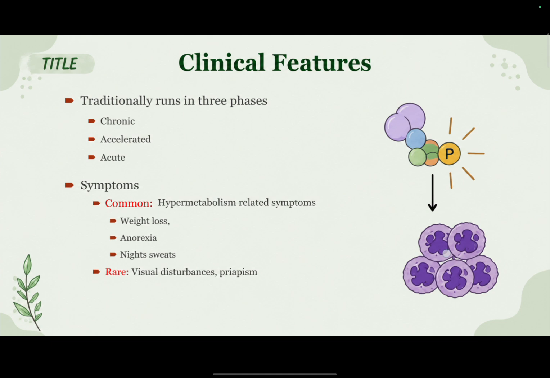Clinical features. Clinically, CML is a triphasic disease that traditionally runs in 3 phases: chronic phase, the accelerated phase, and the acute or blastic phase. In initial chronic phase, the symptoms are driven by hypermetabolic state caused by massive leukemic cell turnover. Common symptoms include progressive weight loss, anorexia, and night sweats. Conversely, rare presentations include emergency scenarios like visual disturbance or priapism, precipitated by severe leukostasis when extreme white blood cell count sludges the microvasculature.